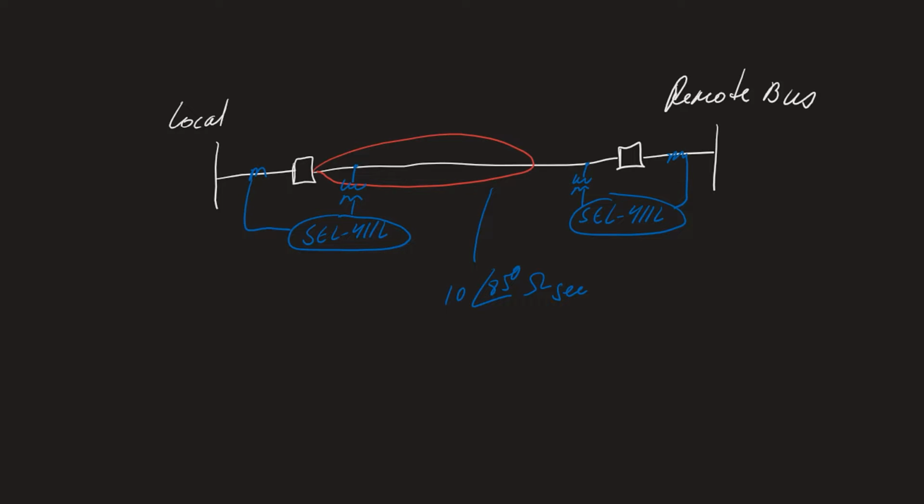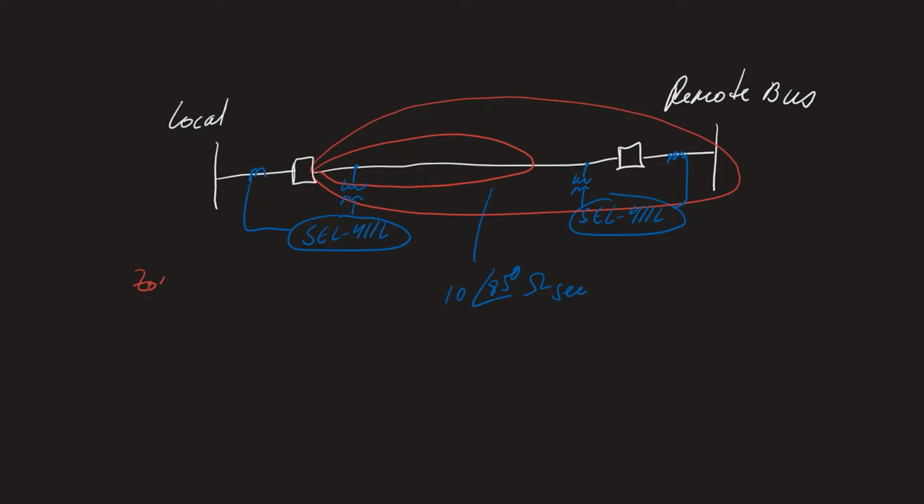And then we would also have an overreaching zone, which is the one that we're going to be using for the POTT scheme. And so let's say, for example, that we set that to 120% of the transmission line. So some number greater than the length of the transmission line. Again, this is an overreaching element. Overreaching meaning that we're reaching past the remote bus. So we're going to see faults that are beyond the substation at the remote end. Now, typically this would have a delay of, let's say, 30 cycles.